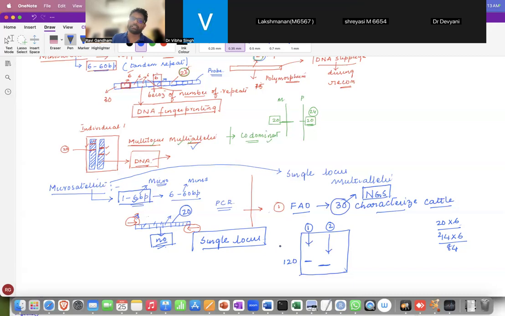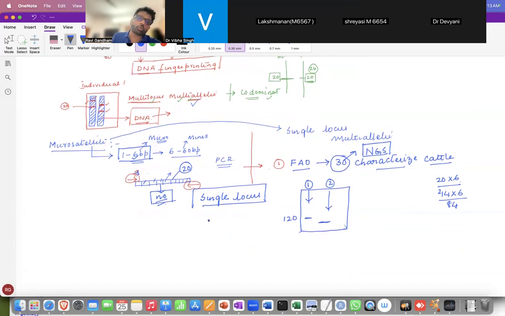And once again, this is very important. This is again a codominant marker. Codominant marker. Now, two things we have defined. One, it is a single locus. The other one is a codominant marker. Now, what did I tell you? I also told you it is multi-allelic.